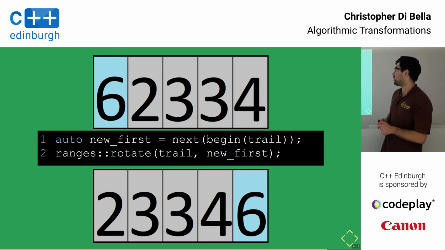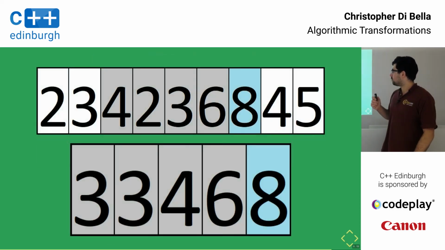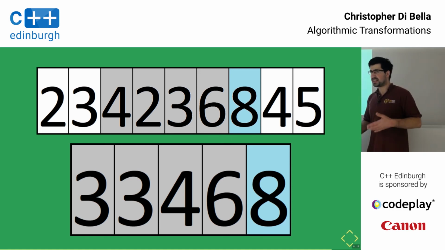So the way rotate works is that we have an element that we want to have come to the front of the range, and then we pass in the rest of the range, and it's going to rotate everything until this element is now the first, and everything else will go to the back. And that's why 6 now is at the back. And then when we have 8, the exact same operation will work. It's just going to be rinse and repeat, so it's rather boring.